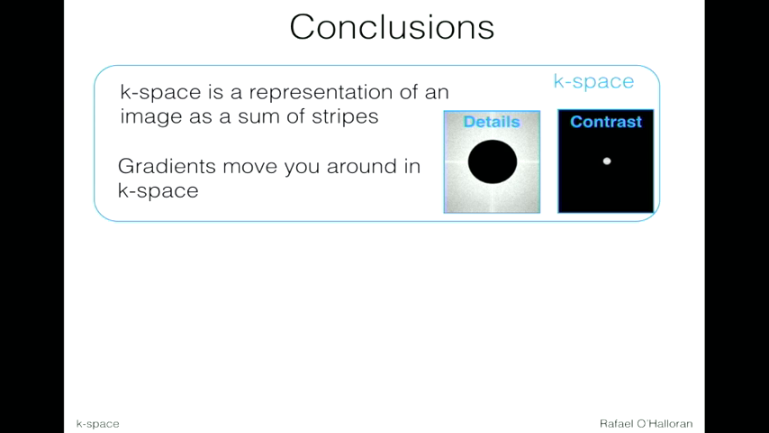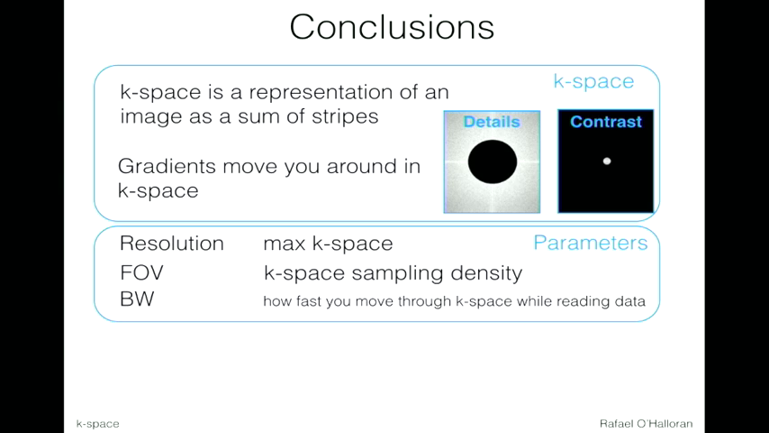And that's basically it. So I'll just wrap up with a conclusion. K-space is a representation of an image as a sum of stripes. The physical gradients that you are imaging with move you around in K-space. The details of the image are represented in the outer parts of K-space, where the thin stripe patterns are. The contrast is in the center of K-space. And resolution corresponds to your maximum K-space value. Field of view corresponds to the density at which you sample in K-space. And the bandwidth is how fast you move through K-space while you're reading out your data.